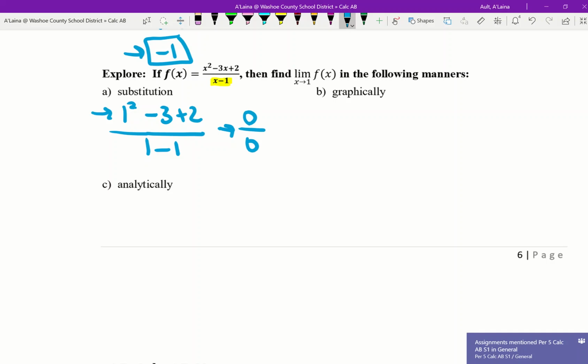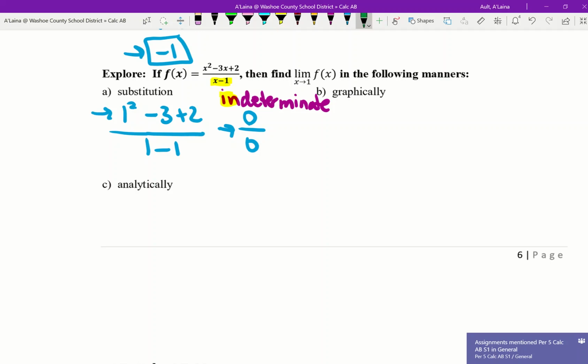When people see 0 over 0, they tend to think that means undefined. Well, when we're looking at limits, 0 over 0 does not mean undefined. What 0 over 0 means is indeterminate. Determinate means you can figure something out. You can determine it. You can make a decision. The prefix in means not. And so indeterminate means you cannot make a decision.